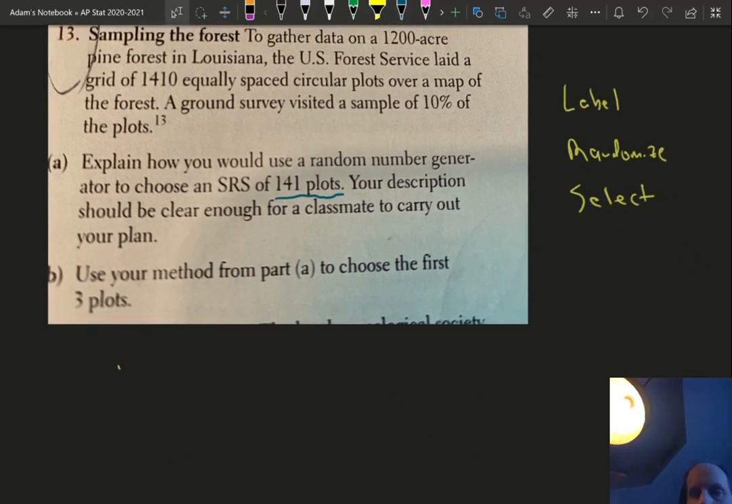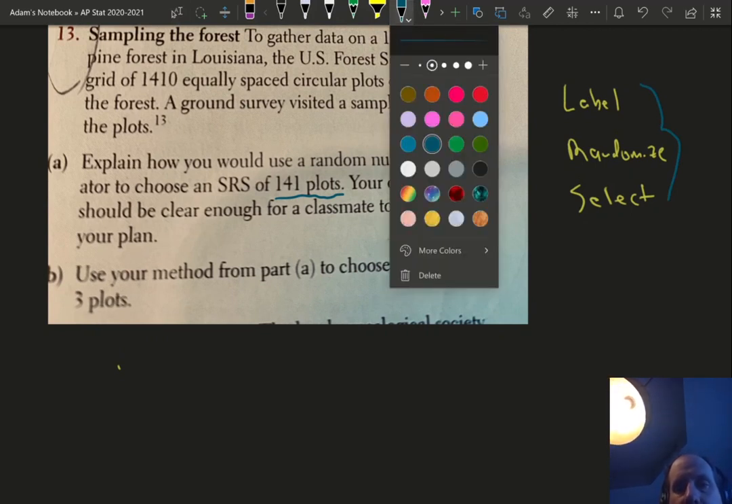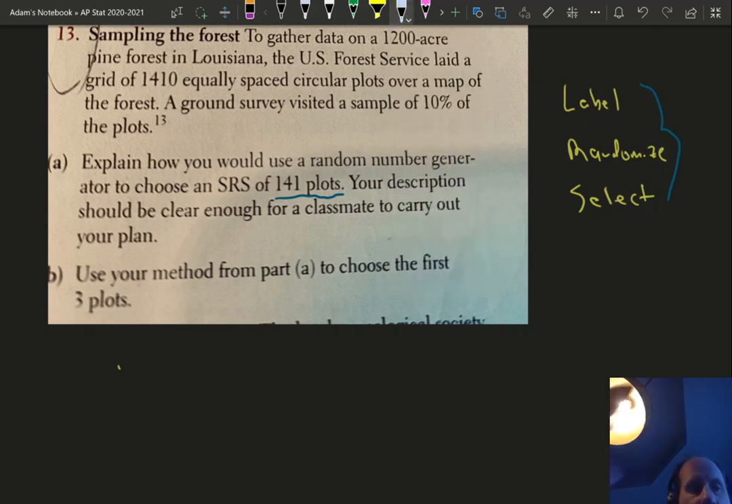All right, first of all, remember: label, randomize, select. That didn't go away. That's still there. So first of all, we're going to start with the labeling part.